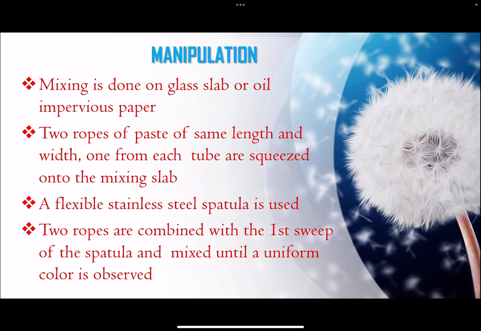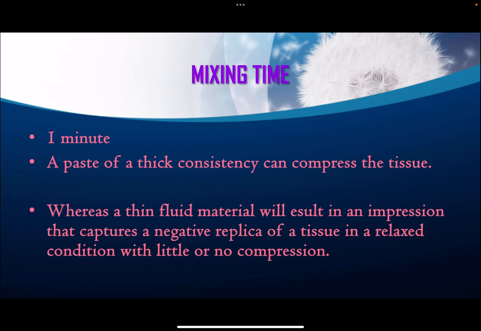Manipulation. Mixing is done on a glass slab or oil impervious paper. 2 ropes of the paste of same length and width, one from each tube, that is the accelerator paste as well as the base paste, are squeezed onto the mixing slab. A flexible stainless steel spatula is used. The 2 ropes are combined with the first sweep of the spatula and mixed until a uniform color is observed.